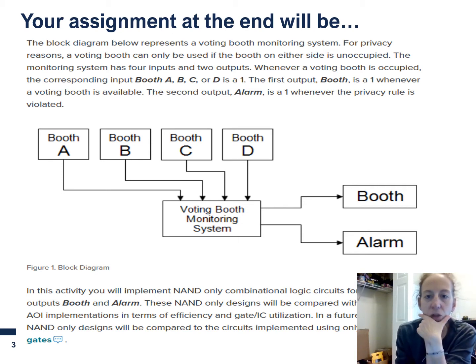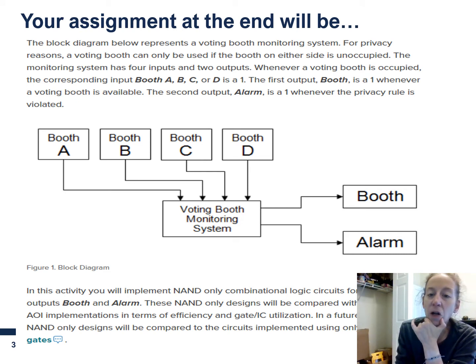Okay, the first output, booth, is a 1 whenever a voting booth is available. So if you're walking in and you want to know, is there a booth available? So if somebody is in A and C, there are no booths available. So that would not be on. So we're not going to have like a 1 there. But if somebody's just sitting in booth C or voting in booth C, then booth A is available. So you would have a 1.